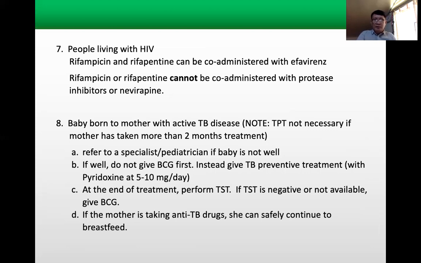If well, you do not give BCG first. Instead, give TB preventive treatment with pyridoxine at 5 to 10 milligrams per day. At the end of the treatment, perform TST. If TST is negative or not available, give BCG. If the mother is taking anti-TB drugs, she can safely continue to breastfeed. I think this statement is very similar to our previous MOP.